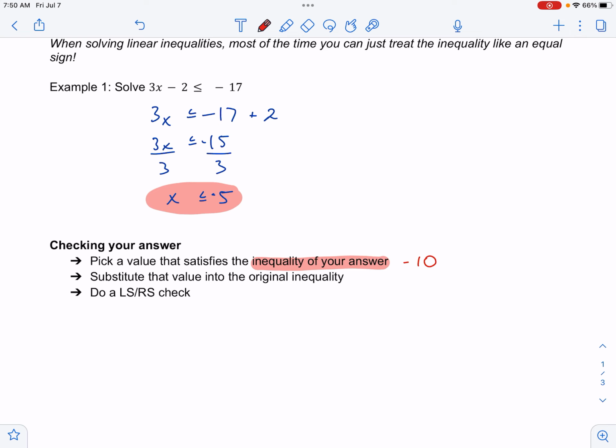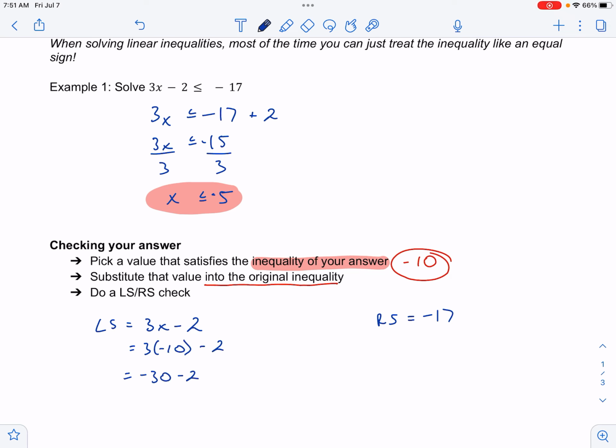Doesn't matter. What we're going to do is substitute this value, this negative 10, into my original question. And then we're going to do a left side, right side check. So here's what that looks like. You may have seen this a little bit differently with your teachers. This is how I formatted. Left side of my original question was 3x minus 2, and the right side was negative 17. I'm going to substitute in that x value now. 3 times negative 10 minus 2, negative 30 minus 2 is negative 32.